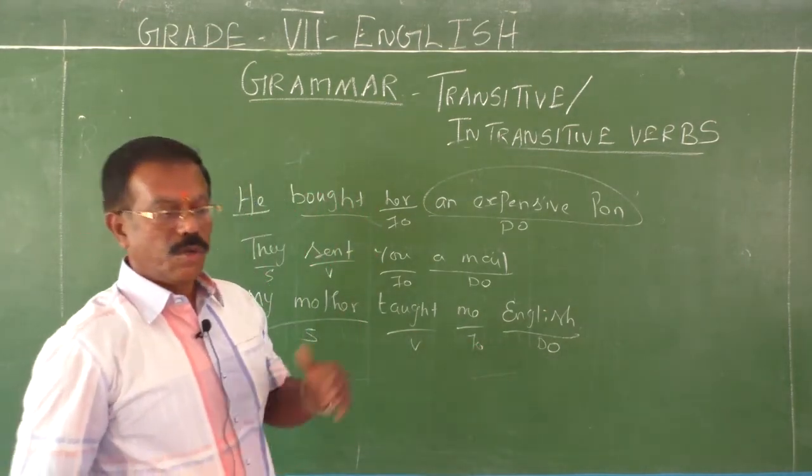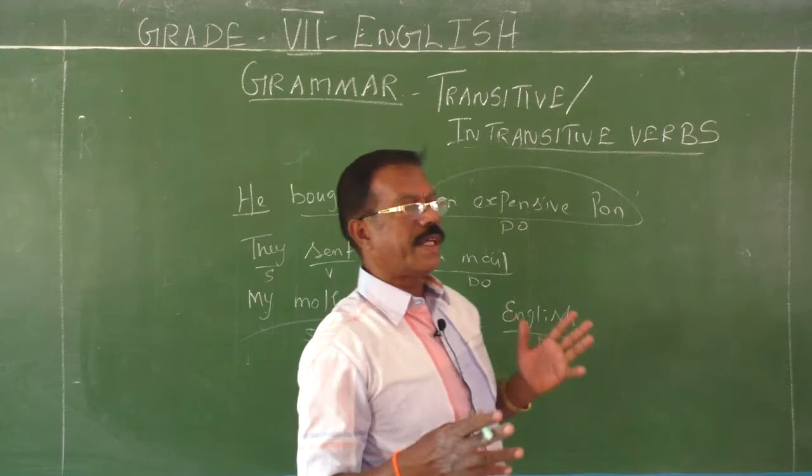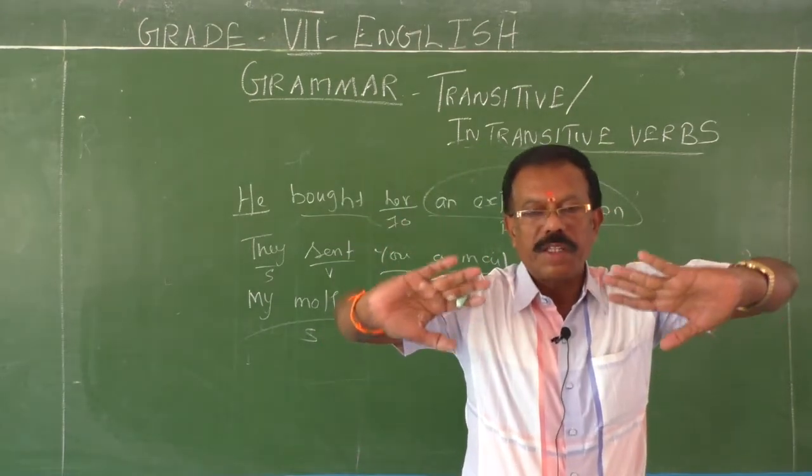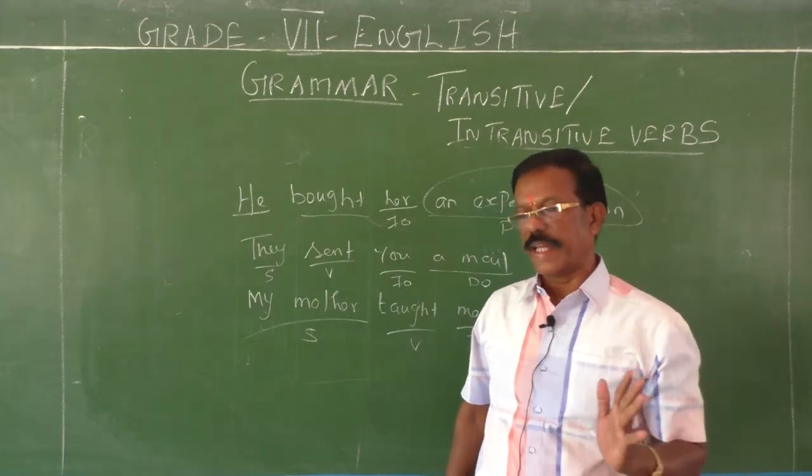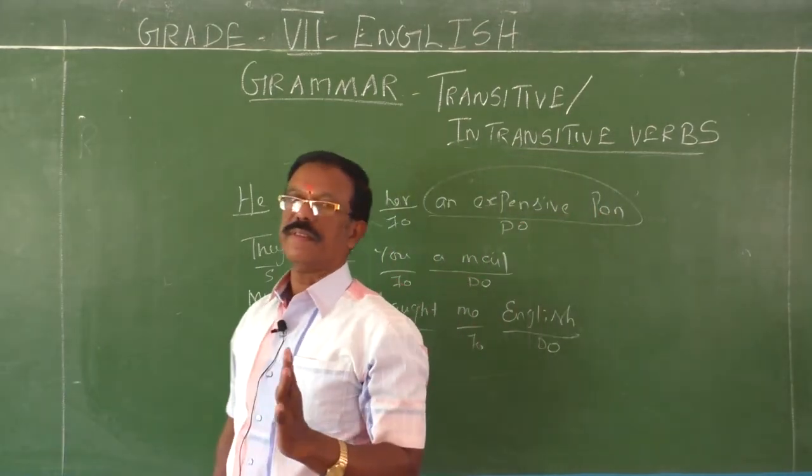Okay. So from this you come to a conclusion. Almost all the indirect objects are in the form of persons.